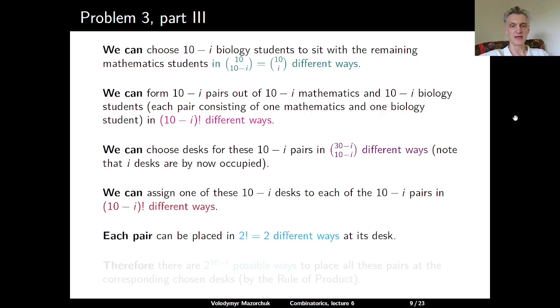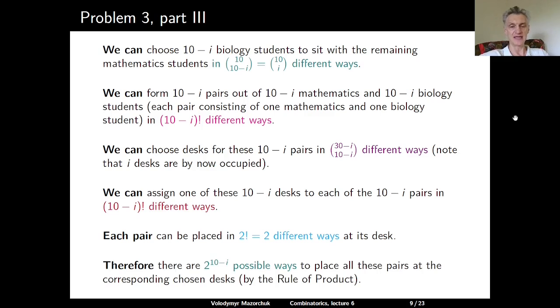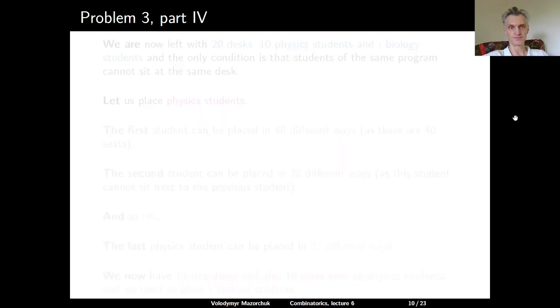Now each pair can be placed at its desk in 2 different ways. This is 2 factorial, permutations of 2 elements. So our 10 minus i pairs can be placed in 2 to the power 10 minus i possible ways because the placements are independent, so we can use the rule of product.